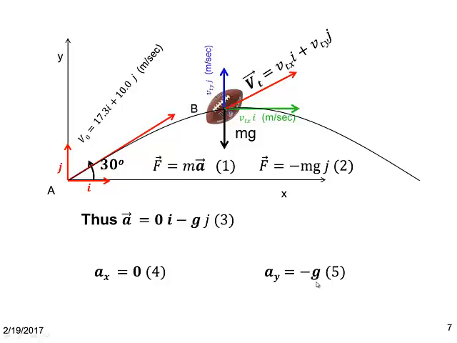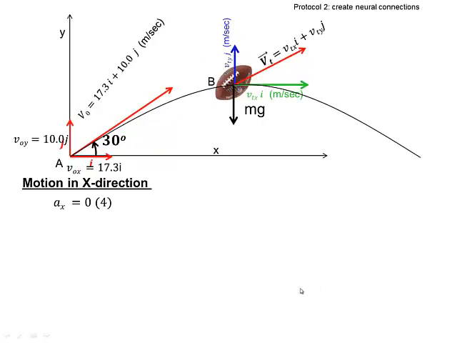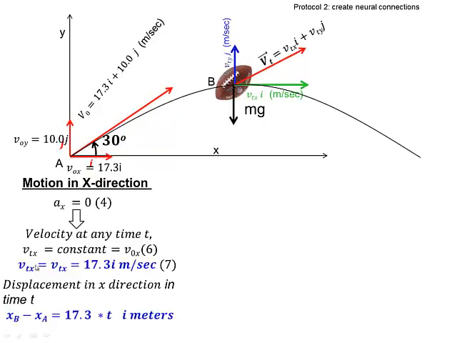Integrating equation 4, we get x component of velocity vector vx as constant, since the initial value of x component of velocity vector is 17.3 meters per second in i direction. This constant will be equal to this value. Displacement in x direction will be this velocity component times time t.